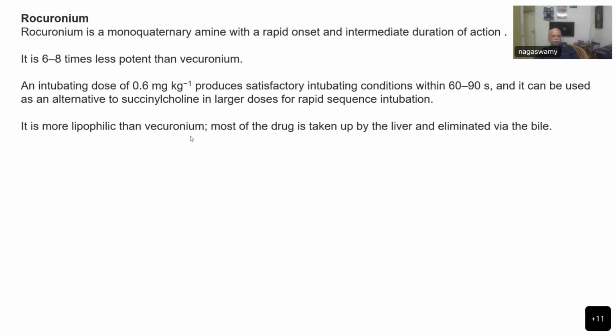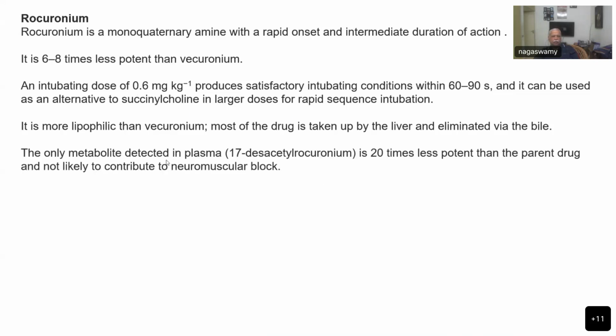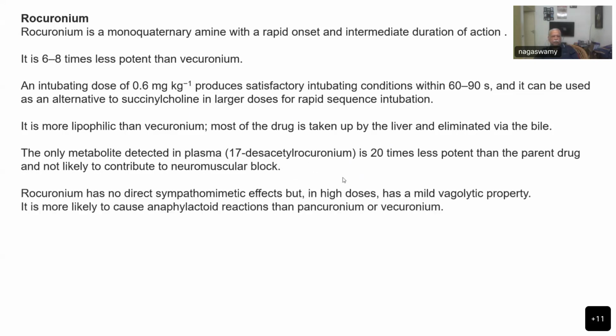And it is more lipophilic than rocuronium, and most of the drug is taken up by the liver and eliminated via the bile. And the only metabolite which is detected in the plasma is 17-acetyl rocuronium, and it is 20 times less potent than the parent drug, so that is not likely to cause any neuromuscular blockade. Rocuronium has no direct sympathomimetic effects, but in high doses has mild vagolytic property, and it may cause anaphylactoid reactions more than pancuronium and rocuronium.